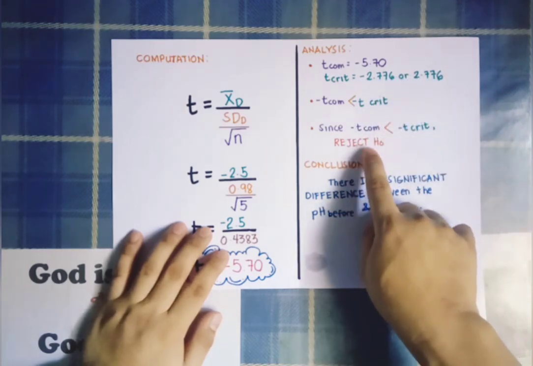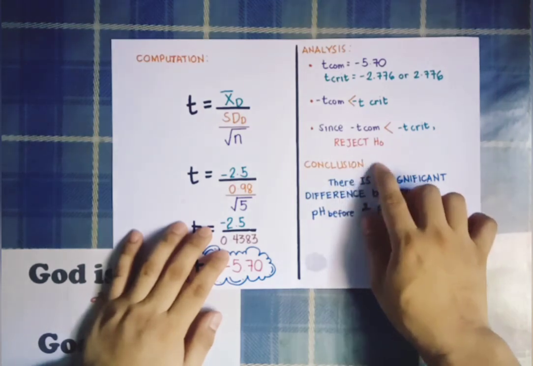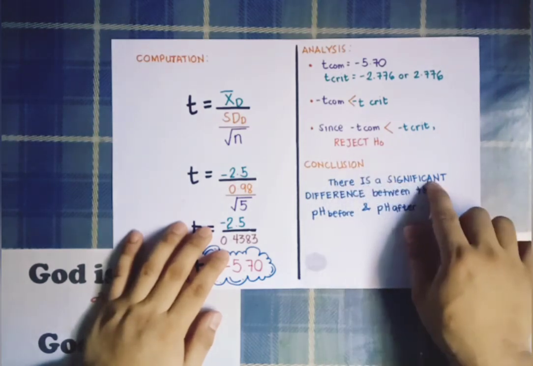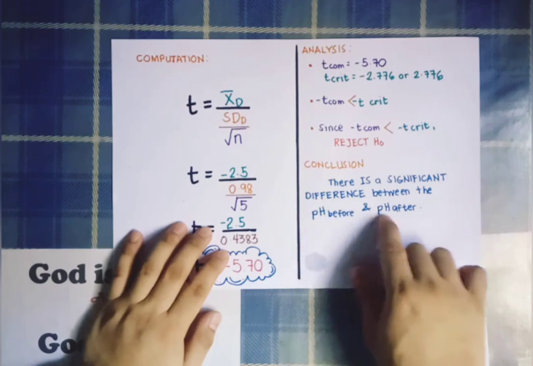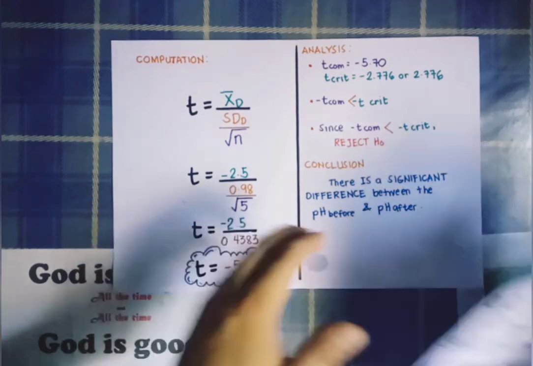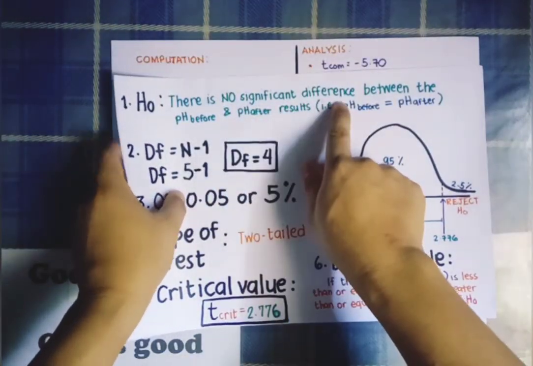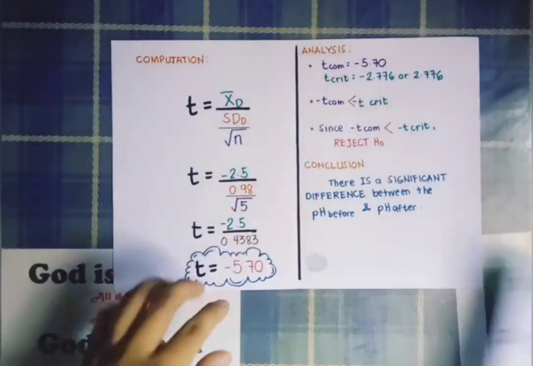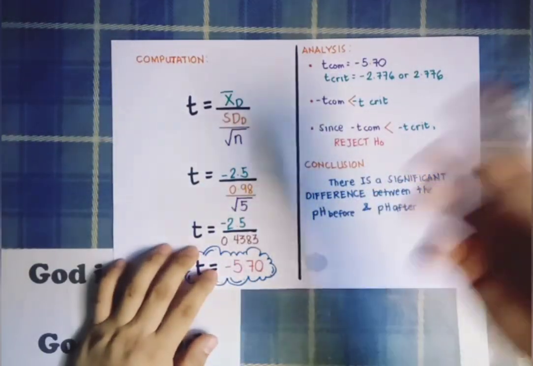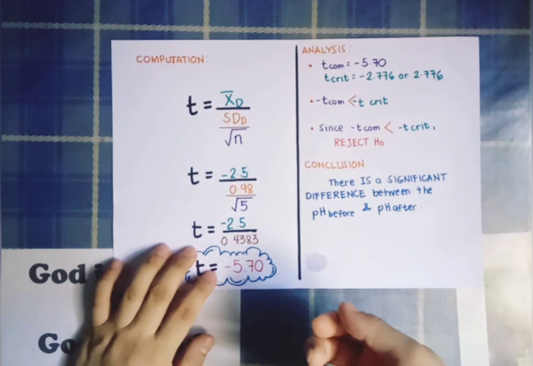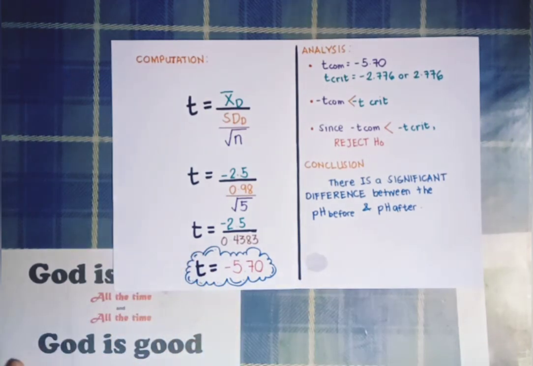So with that, what will be now our conclusion here? Our conclusion here is that there is a significant difference between the pH before and pH after, because our null hypothesis here is there is no significant difference. We need to reject this one, and our conclusion now will be that there is a significant difference. So that is how we can use the paired samples t-test in determining the significant difference of two different data that came from dependent samples.